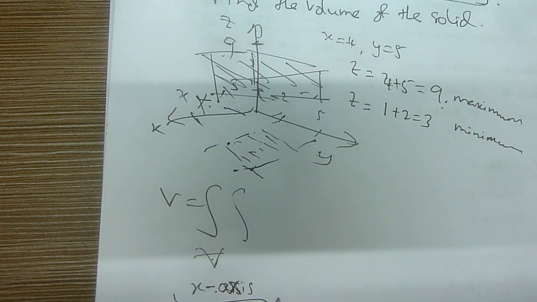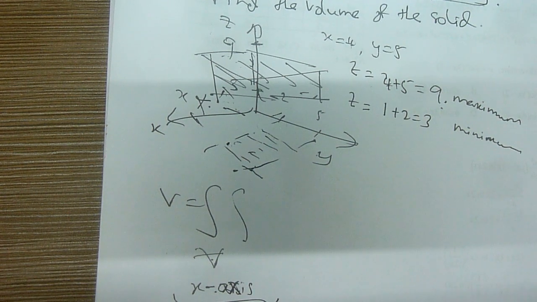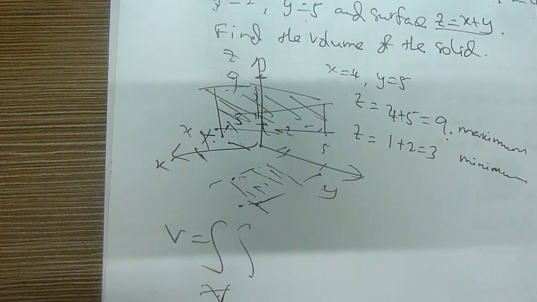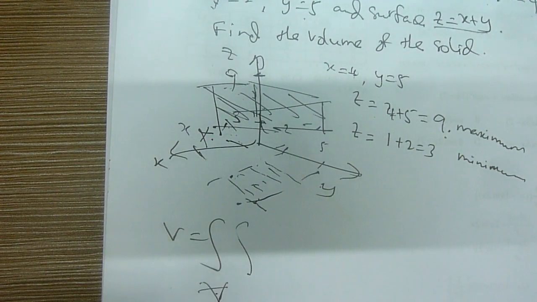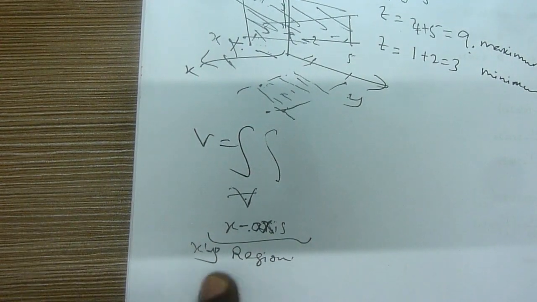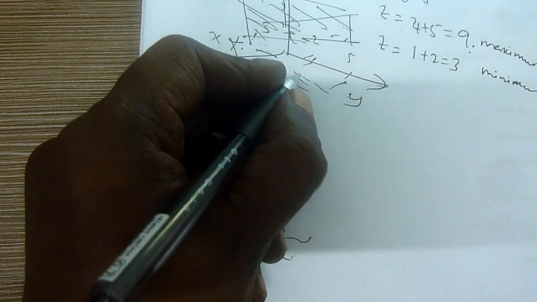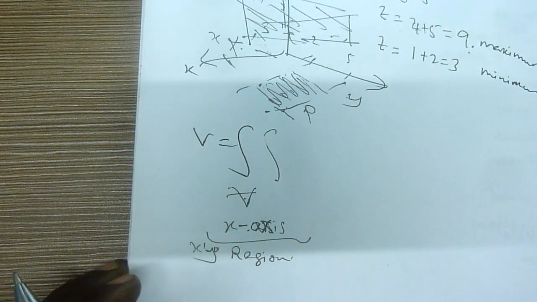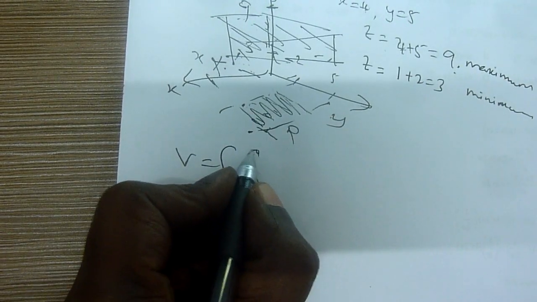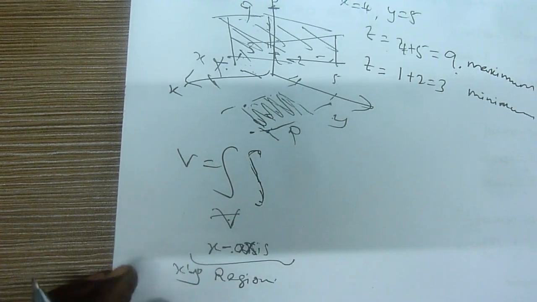But the combination, I need to find the region first. Which region am I referring to? The region that I am referring to is the XY region. Therefore, I'm going to analyze this first. If no region, you cannot pull that up. Therefore, first, it is very important to build the region first.